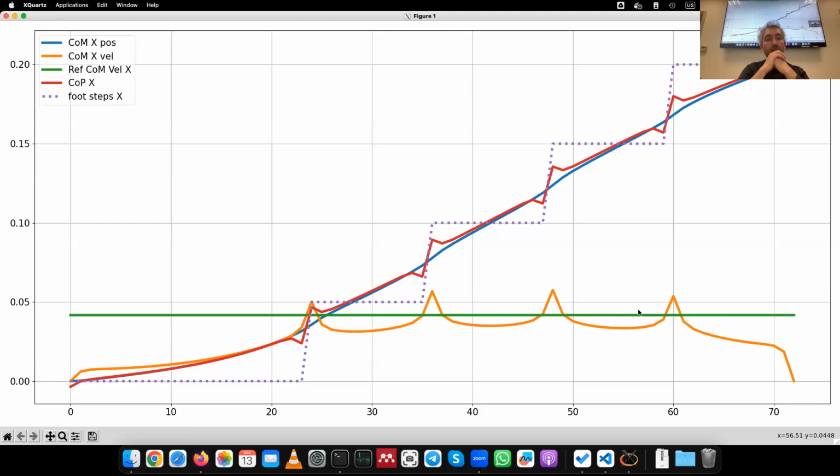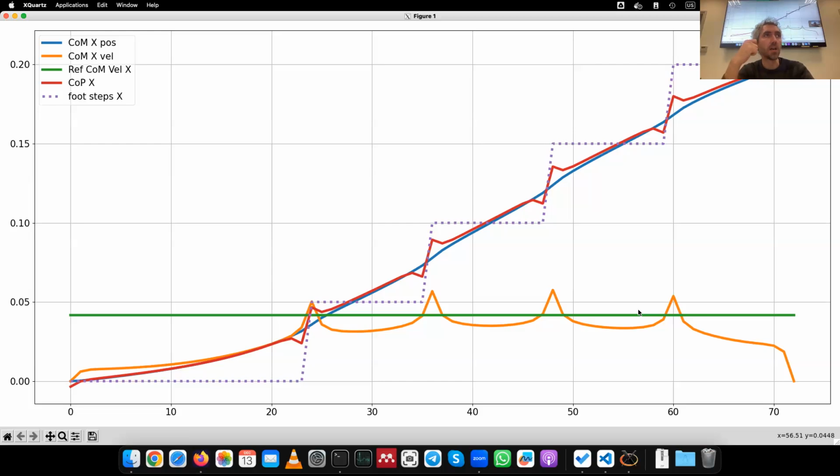Do you think this is good? No. No, it's not good. It's not good because we want the center of pressure to remain close to the middle of the foot. We don't want it to go too close to the boundaries of the foot. Otherwise, it's dangerous because the foot could tip over in practice. I mean, in simulation, probably it's going to work nonetheless, but it's not a good idea for robustness on a physical machine.